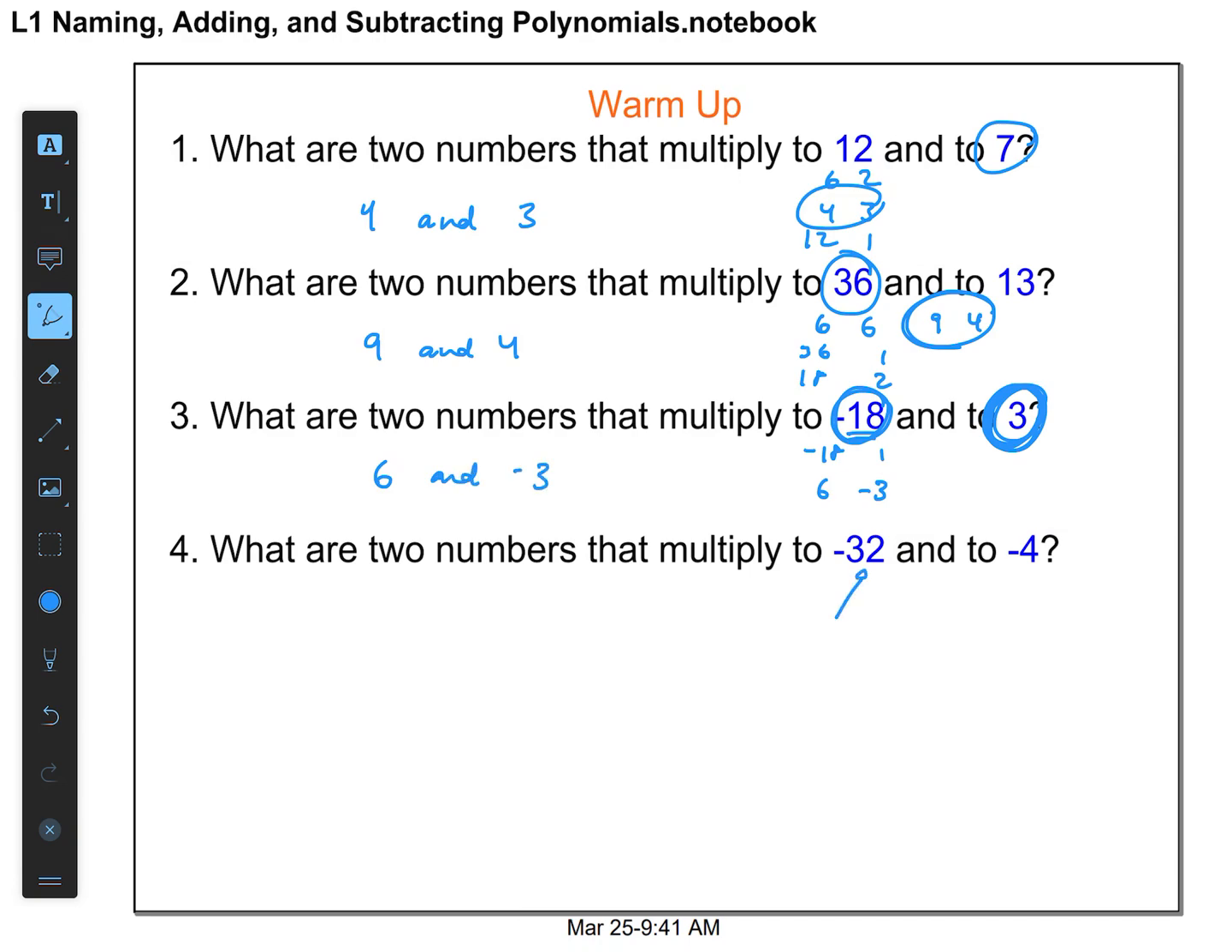And the same thing here, we have a negative number, so I want to think of factors of 32 that might add up to negative 4. So I'm going to say 16 and 2, that's not going to work. How about 8 and 4? Well, 8 and 4 multiplies to 32, but I need one of them to be negative, so I have to get negative 32. And if they have to add to negative 4, it's going to have to be negative 8 and positive 4.